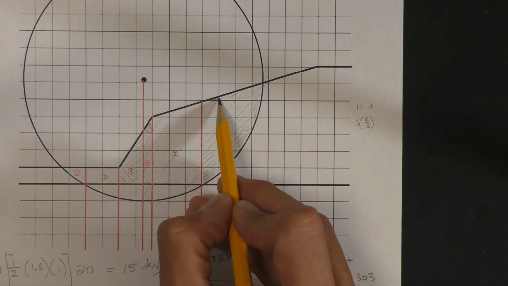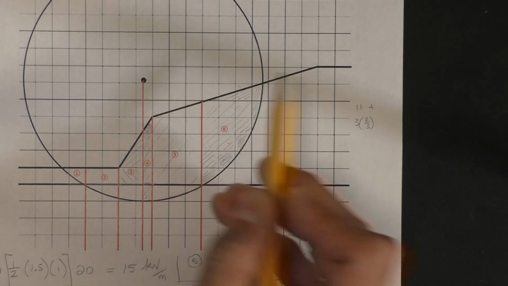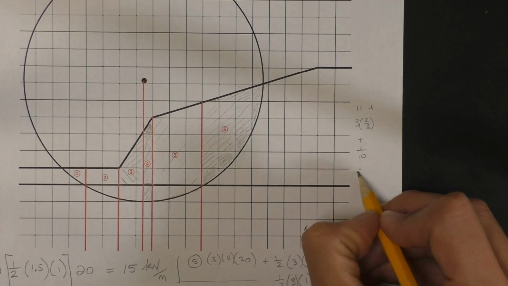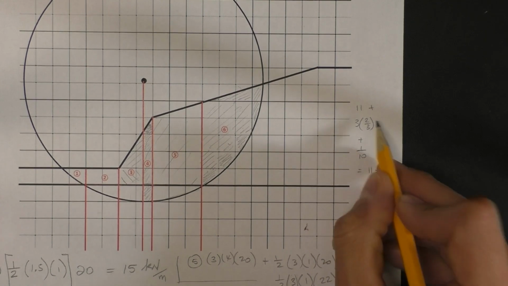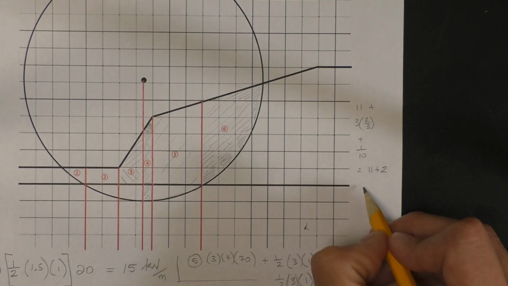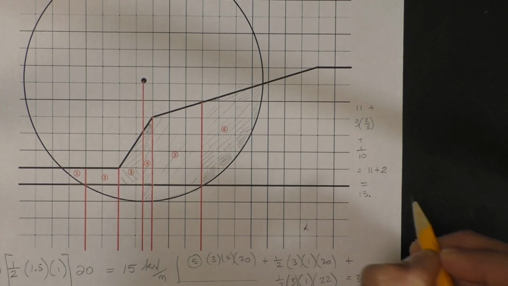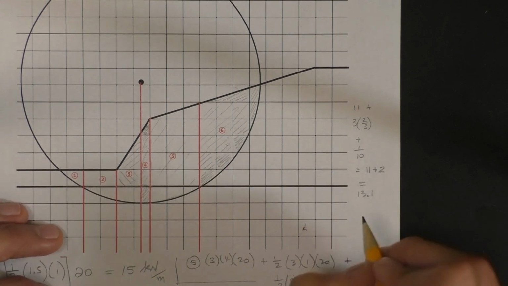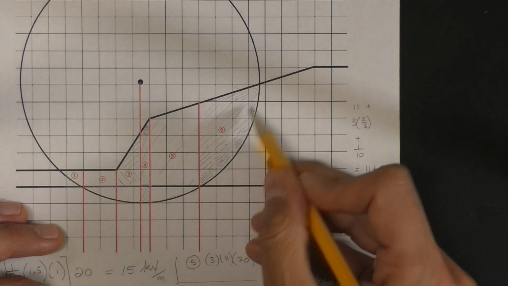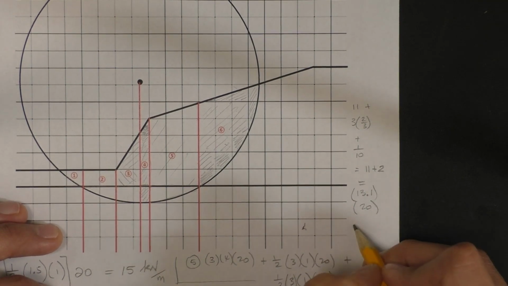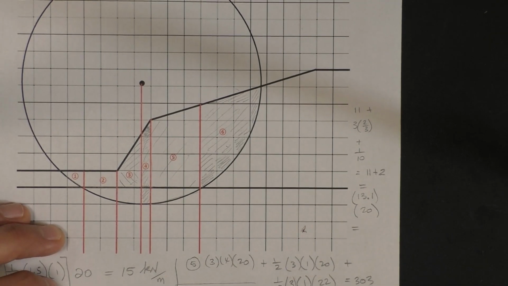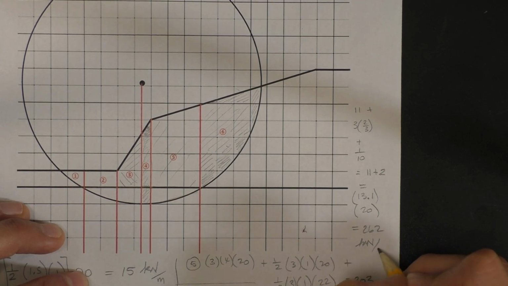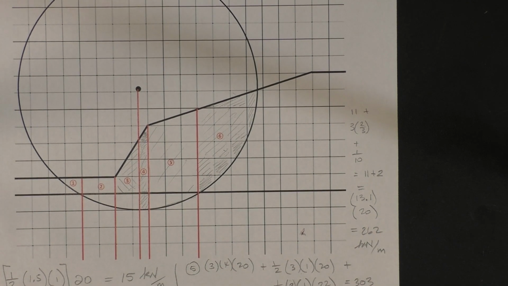And then we have this little piece right here, which is maybe like 1/10 of 1. So we have here 11 plus 2 plus 1/10, which is 13.1. All that times soil 1, which is 20, which is 262 kilonewton per meter into the page.